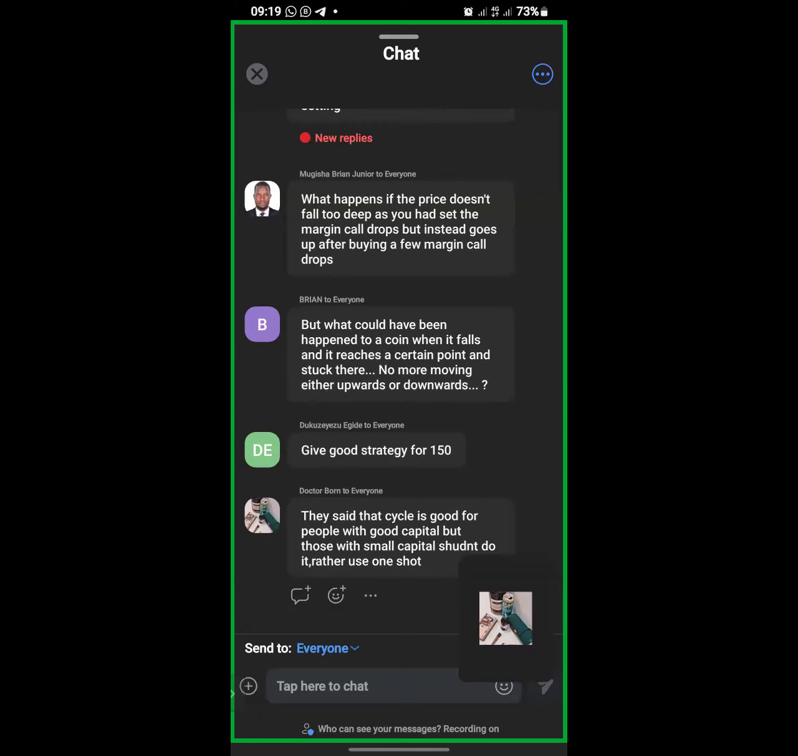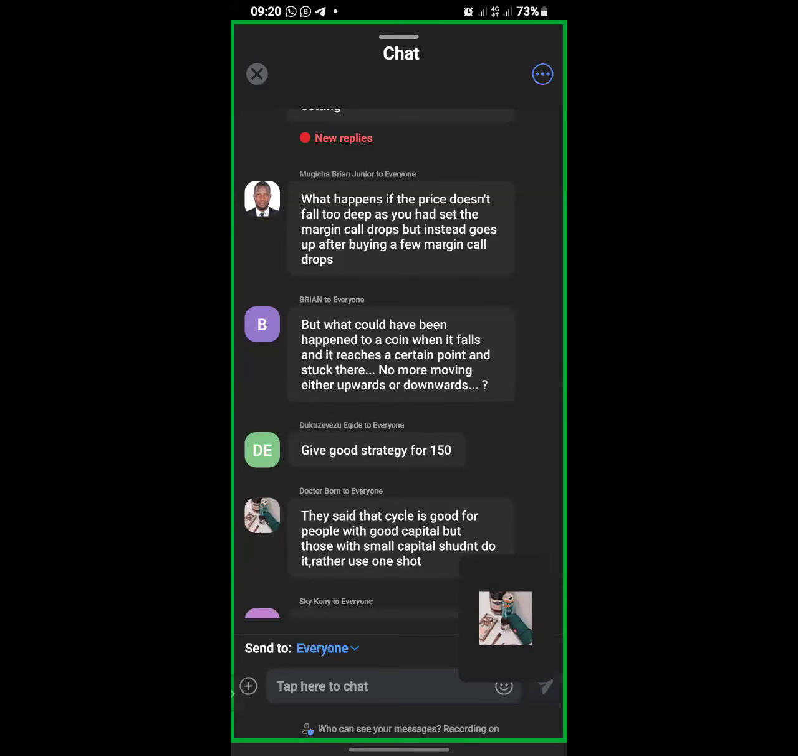They say that cycle is good for people with good capital, but those with small capital should not take it. Rather, yes. If you have 500, you can leave it on cycle. With 100, why would you leave it on cycle? With 200, no. But you can leave it on cycle for some time and keep looking at it. If the coin moves up and it buys the calls, you switch it to one shot.